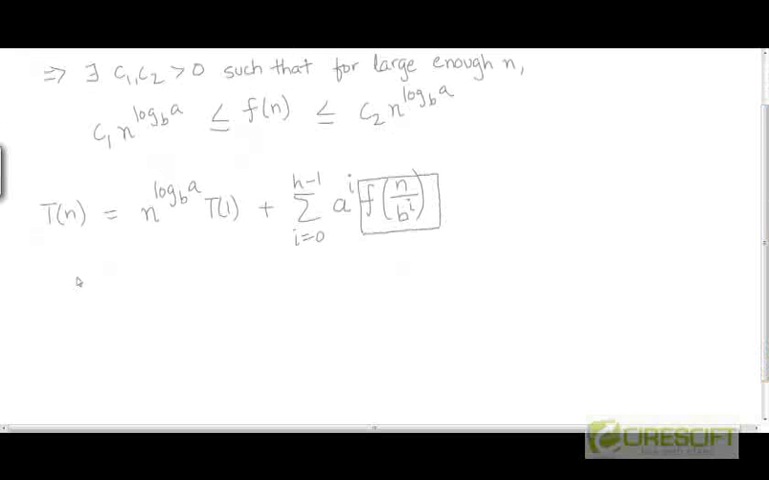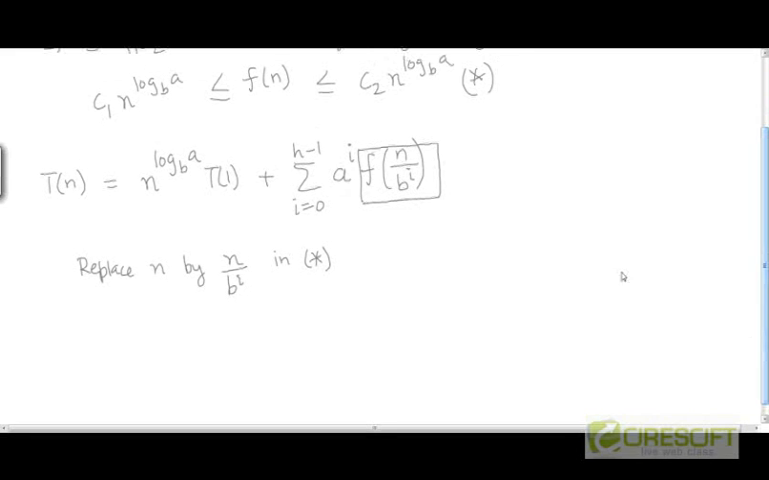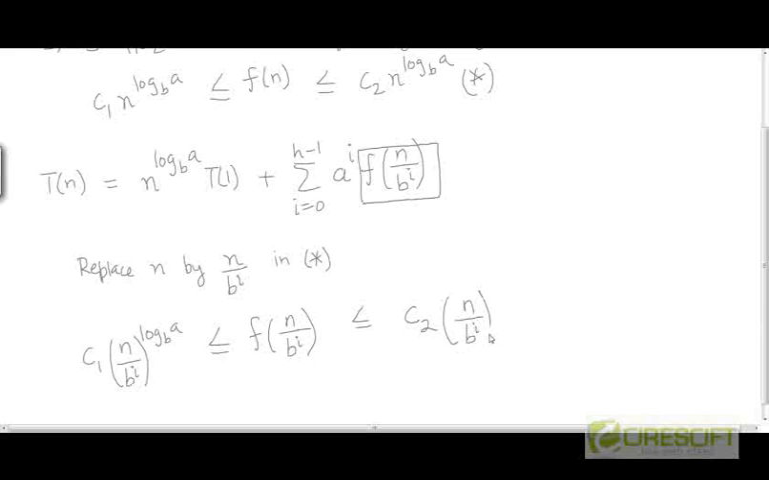If we replace n by n divided by b to the power i in this inequality, which is marked by this star asterisk, we get f of n divided by b to the power i can be sandwiched between c1 times n by b to the power i, the whole thing raised to the power log of a base b, and on the other side c2 multiplied by n by b to the power i, the whole thing raised to the power log of a base b.